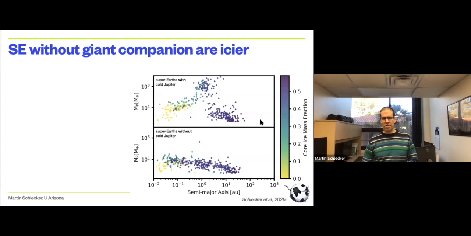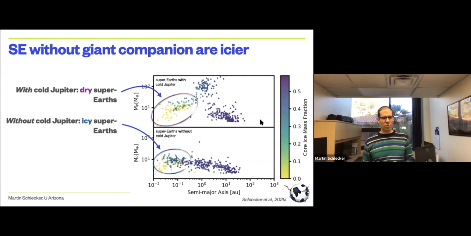So here I plot each of these groups in semi-major axis mass space and color-coded again as the fraction of water ice in the core. And you will know in a minute why I focus on this water fraction so much. We did find that on average, super Earths with a giant companion have actually a lower ice mass fraction than the ones without. So there seems to be a connection between the architecture of a system and the bulk composition of the planet. At least this is what our model tells us.